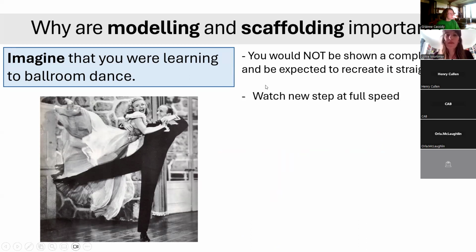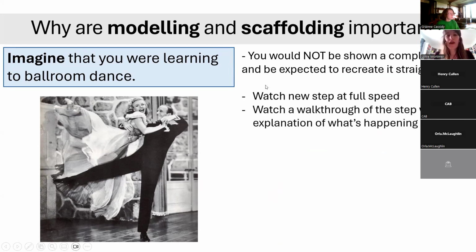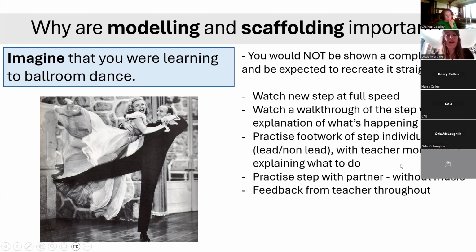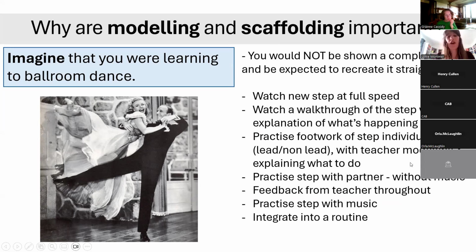You would watch the new step at full speed. What are we aiming for? You might then watch a walkthrough of the step, but slowed down with an explanation of what's happening at each stage. You then might practise the footwork of the step individually, if you're a lead or a non-lead, doing it differently, and the teacher would model and explain what you're doing as you're doing it. You might then practise that step with your dance partner, but you wouldn't add in the music at that time. You'd be getting feedback from the teacher throughout, and then practise the step with music, and then finally integrate it into a routine with maybe some other steps that you have learned along the way.